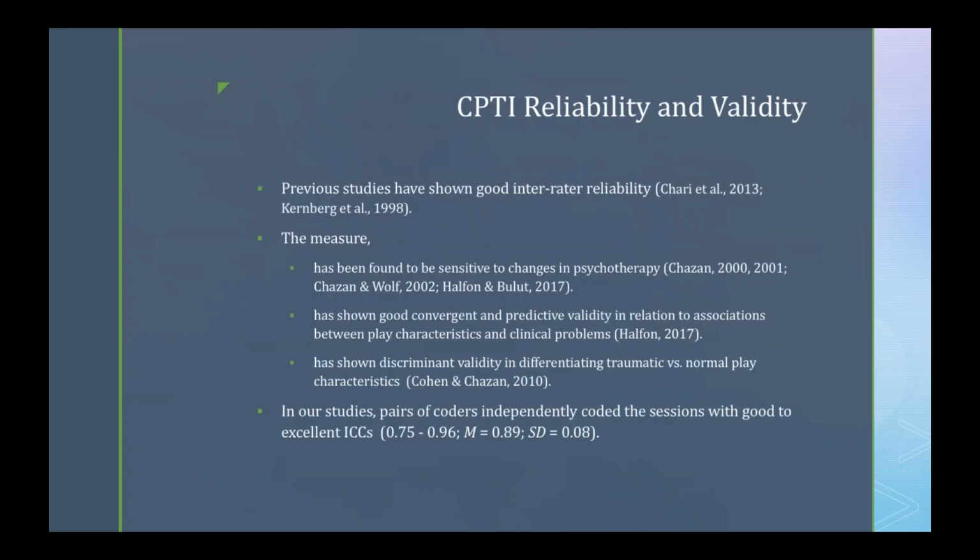Okay, so just a little bit about reliability and validity. Previous studies done by other researchers have shown good inter-rater reliability and validity. The measure is sensitive to changes in psychotherapy, and it has shown good convergent and predictive validity in relation to play characteristics of children with internalizing and externalizing problems, and discriminant validity in differentiating traumatic versus normal play.